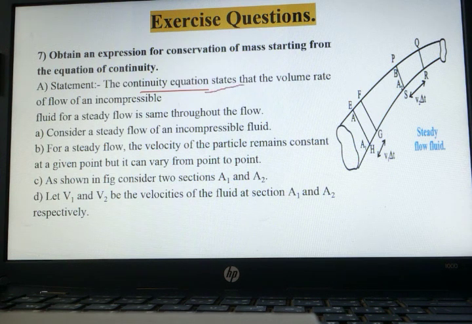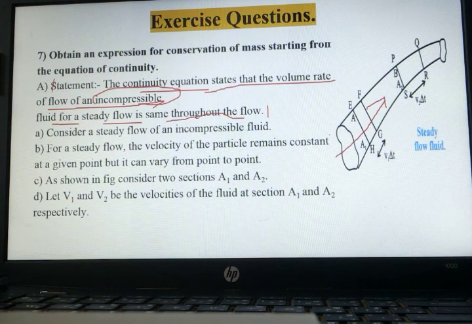The continuity equation states that the volume rate of flow of an incompressible fluid for a steady flow is the same throughout the flow. From here to here is a statement. You have to learn the statement by heart. Whenever the liquid is flowing, and what is this liquid? This liquid is an incompressible liquid which cannot be compressed, and whenever this incompressible fluid is flowing with a steady flow, the volume rate is the same throughout the flow. What rate is the same? Volume rate is the same throughout the flow.